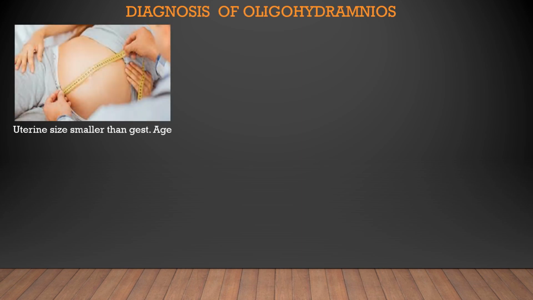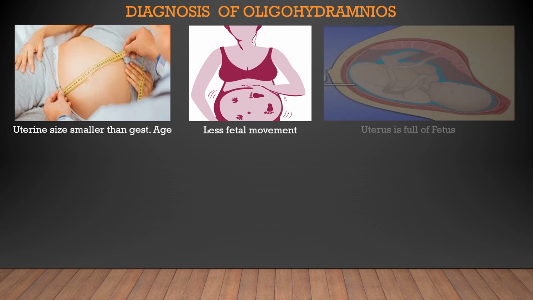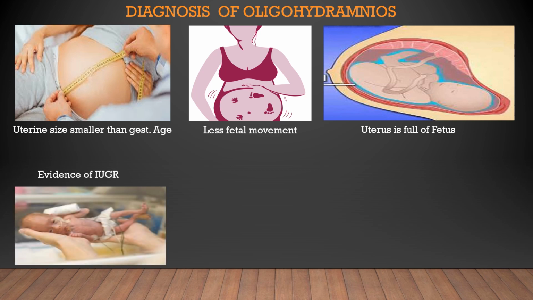Then diagnosis of oligohydramnios. In this, uterine size is smaller than the gestational age. As soon as you see the patient, you will come to know that there is a problem with the gestational age and a smaller size of the uterus. The next is less fetal movement. The patient will feel less fetal movement because the fetus will not be moving inside the mother's womb, because the amniotic fluid is less. Then the uterus is full of fetus, because there is less amniotic fluid, so we will feel fetal parts more.